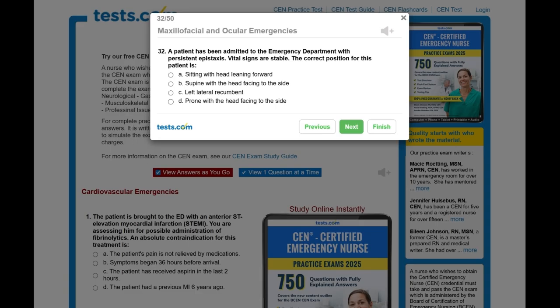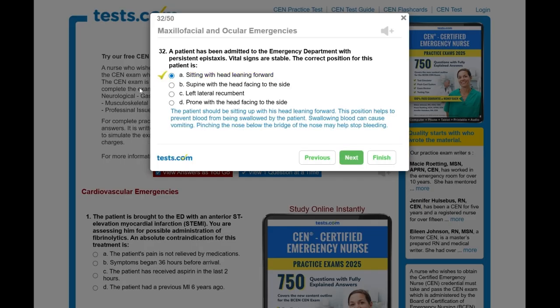Maxillofacial and ocular emergencies. Question 32. A patient has been admitted to the emergency department with persistent epistaxis. Vital signs are stable. The correct position for this patient is: A. Sitting with head leaning forward, B. Supine with head facing to the side, C. Left lateral recumbent, D. Prone with the head facing to the side.